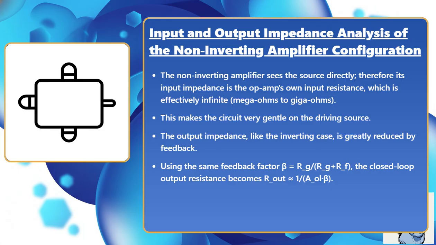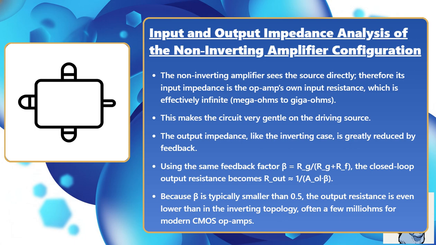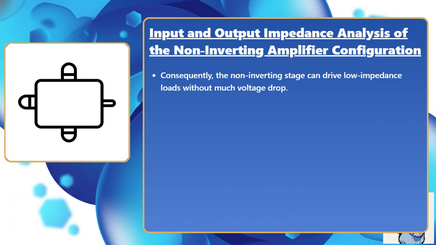Because beta is typically smaller than 0.5, the output resistance is even lower than in the inverting topology, often a few milliohms for modern CMOS op-amps. Consequently, the non-inverting stage can drive low impedance loads without much voltage drop.